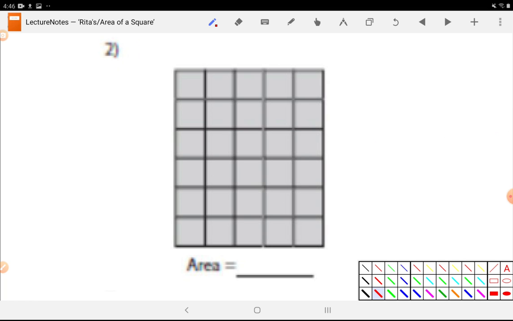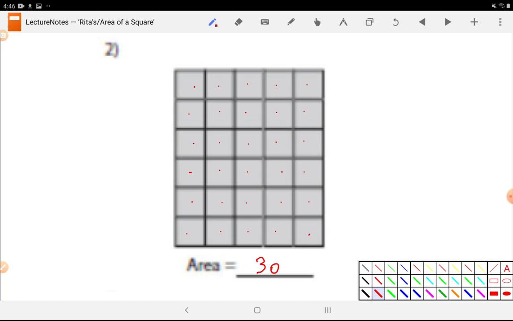This example, again, we can count. So let's see. 1, 2, 3, 4, 5, 6, 7, 8, 9, 10, 11, 12, 13, 14, 15, 16, 17, 18, 19, 20, 21, 22, 23, 24, 25, 26, 27, 28, 29, and 30. So I counted 30. I'm going to write that down over here. What if I don't want to count? What if it has 100? Are we going to count every single square? No, the preferred method is not to count.